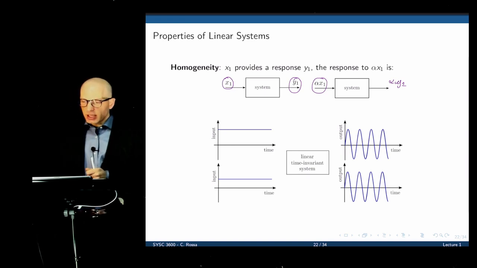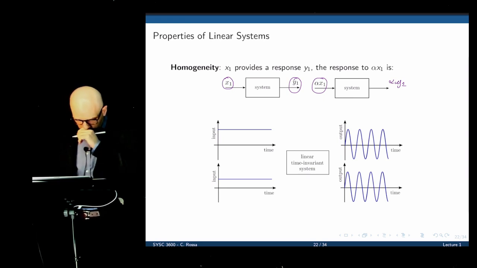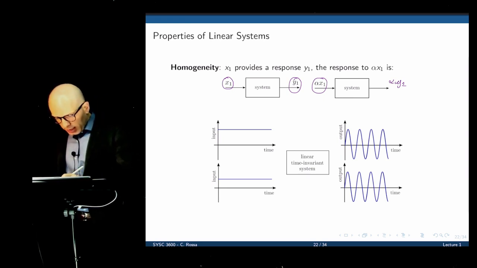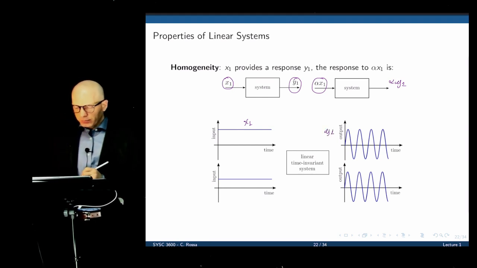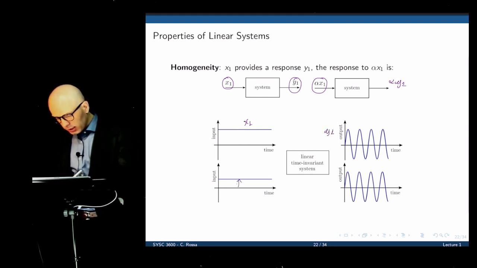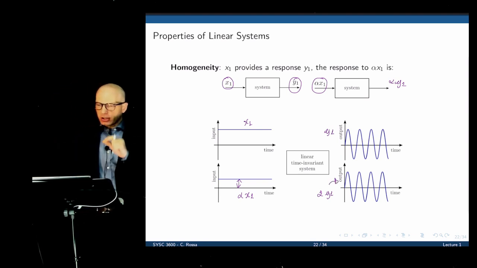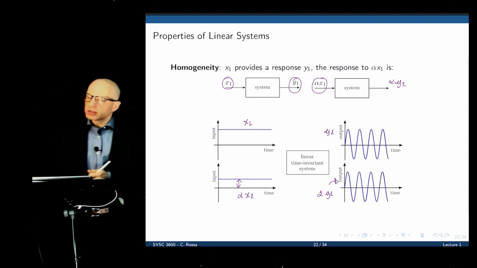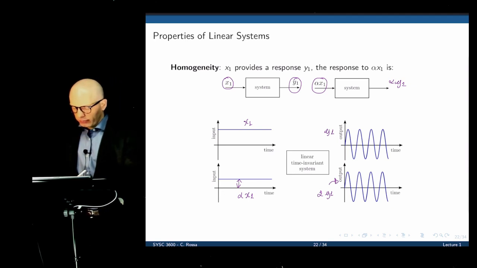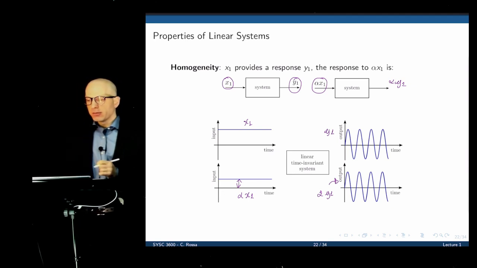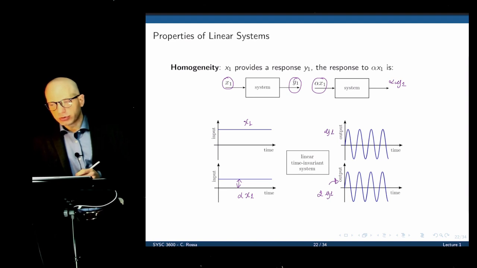It will be a scaled version of the previous input. So here is the first case. We apply x1, we got this in the output, y1. If we now apply a scaled version here, alpha x1, then we get alpha y1. Same shape of the output, just scaled down or up, depending on the value of alpha. So this is the first property that a system must have in order to be linear.